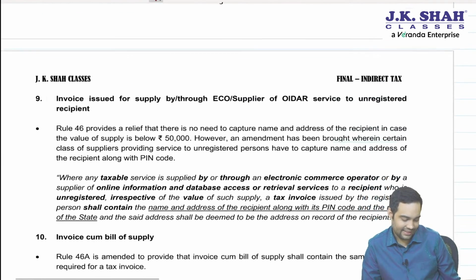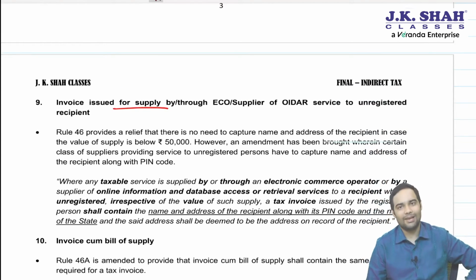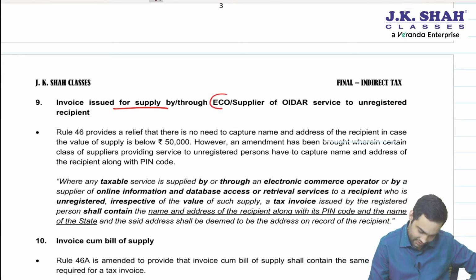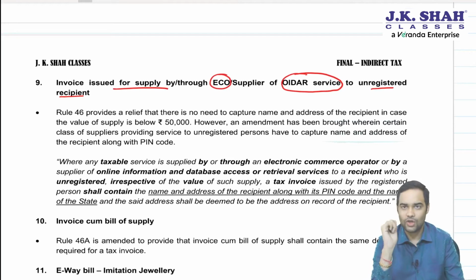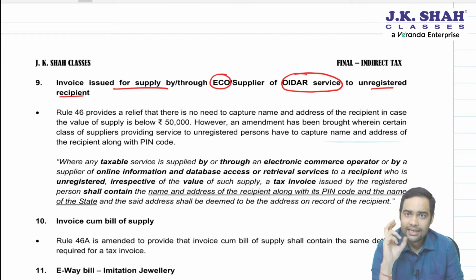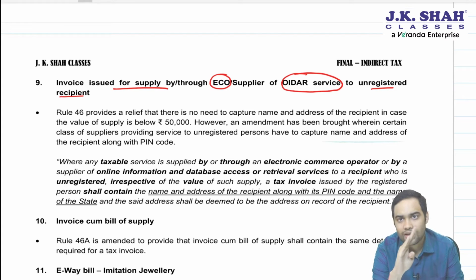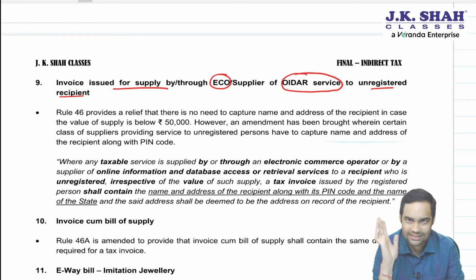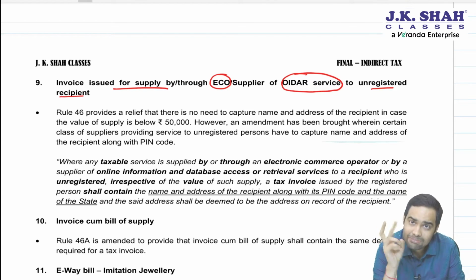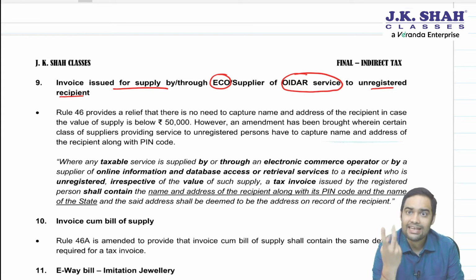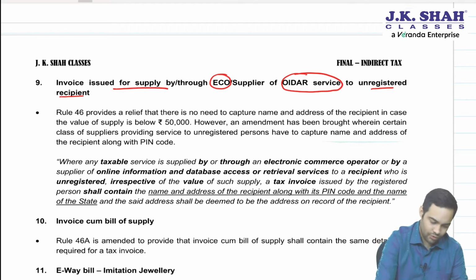Okay. Then invoice issued for supply by or through an e-commerce operator or OIDAR service providers to unregistered recipients. Now, let me give you a recall. In an invoice, if the value is less than 50,000, then in that case, you are not required to mention the name and address of the recipient. Try to recall. If the value is less than 50,000, then you are not required to mention the name and address of the recipient. Now, the government has made it mandatory to mention the name and address of the recipient along with the PIN code for these 3 categories.